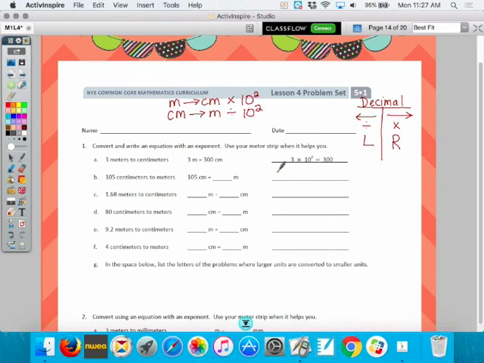So the first thing I want to do is decide, am I multiplying or dividing? That's when I'm going to go up and look at, okay, starting with centimeters. Dividing by 10 to the second. Okay, now I want to use a little bit of logic here. When we can, we're going to use it. Okay? 100 divided by 100. What is it? 1.